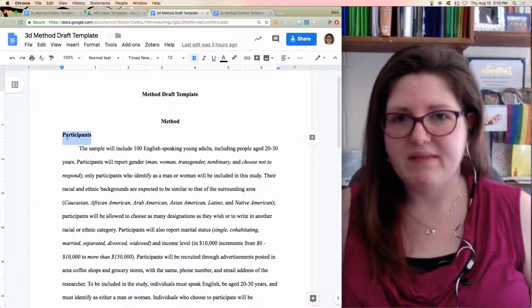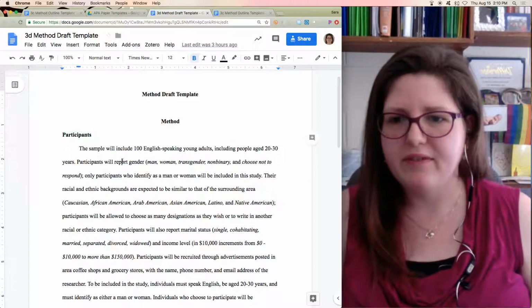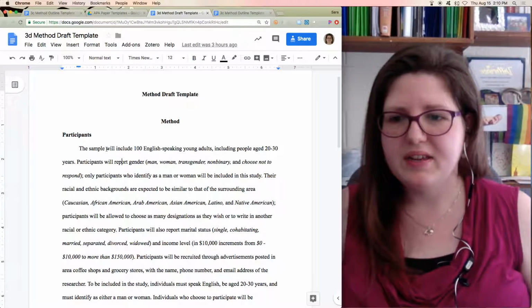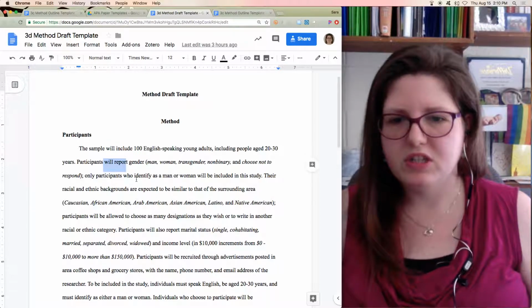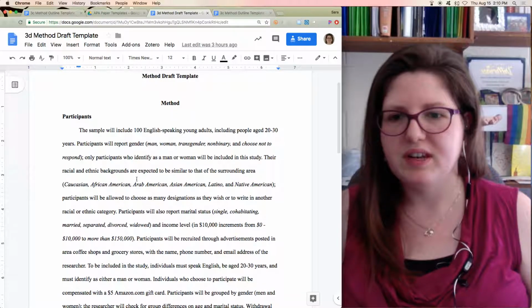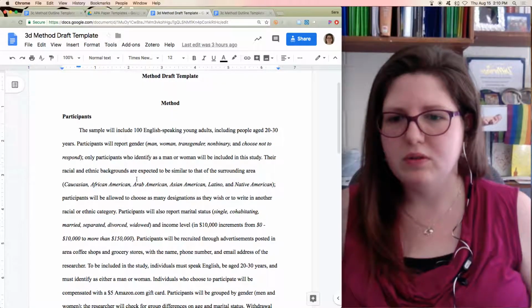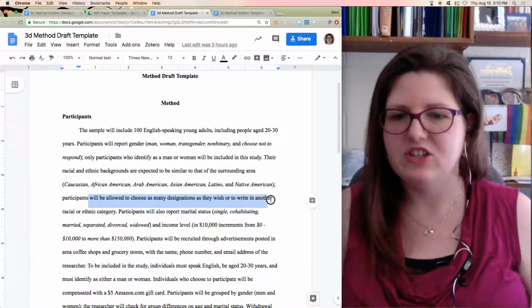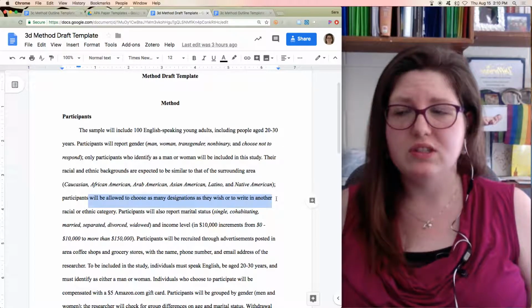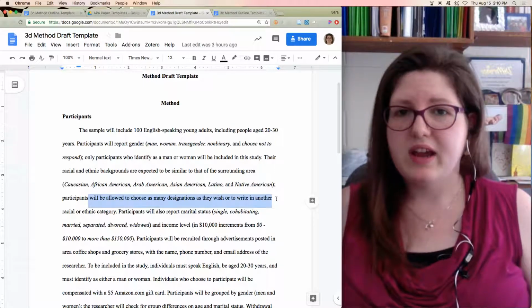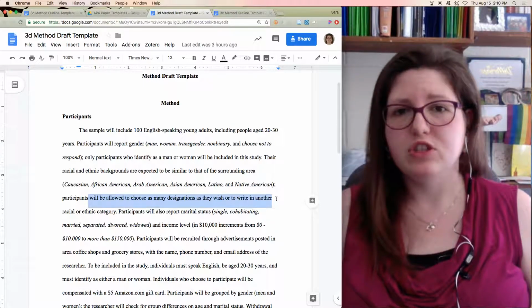Participants is a level 2 heading, meaning it's over to the left. And you can see I say the sample will include, and I say participants will report, and here I give an example where you need to identify as male or female to be included. And I do say that they will be allowed to choose as many designations as they wish, or write in another one. It's up to you if you include that. You might just give them set options, but just be aware of what you're doing when you do that.